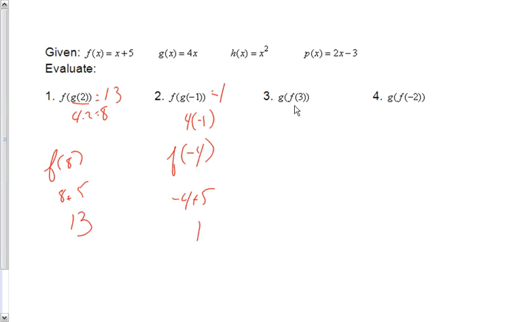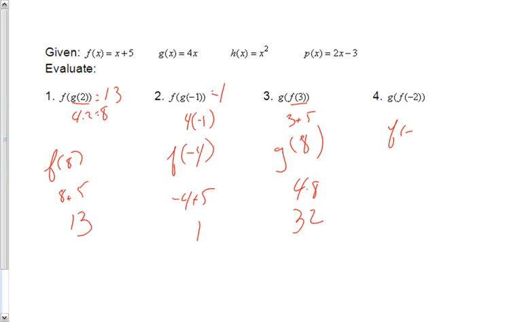Switching it up to g of f of 3. Notice how I work inside out. F of 3 is 3 plus 5, which is 8. And then I need g of 8. And 4 times 8 is 8, 16, 24, 32. So you can see what makes a difference. And then I have g of f of negative 2.